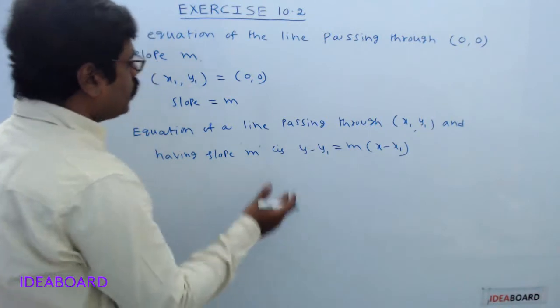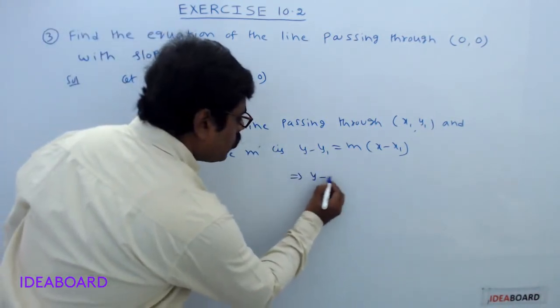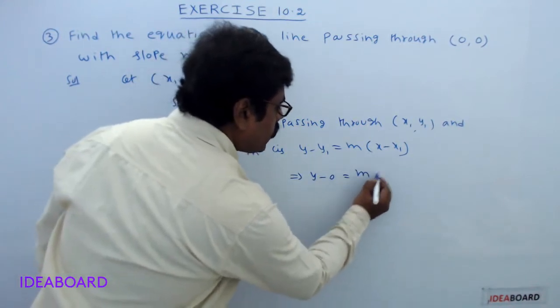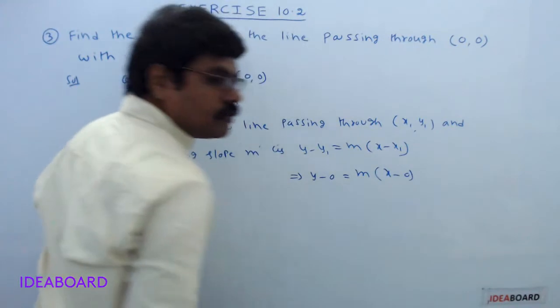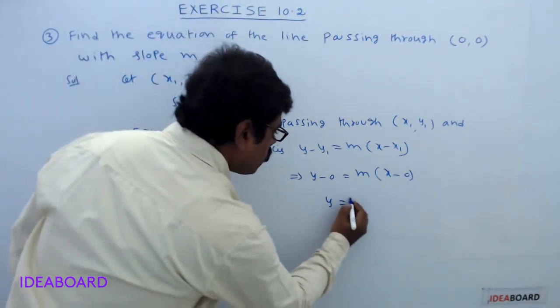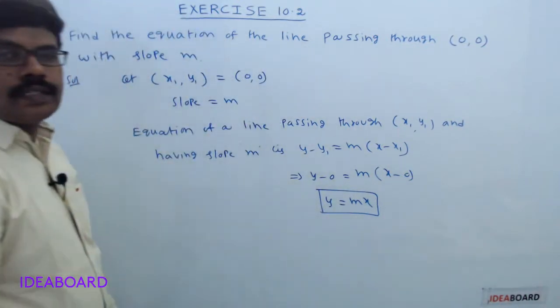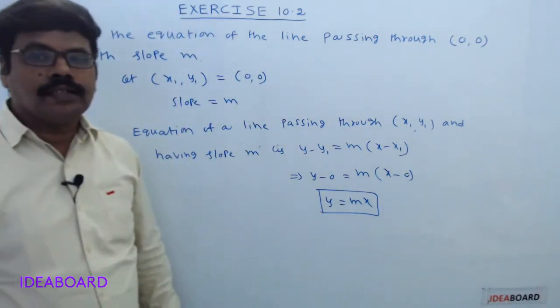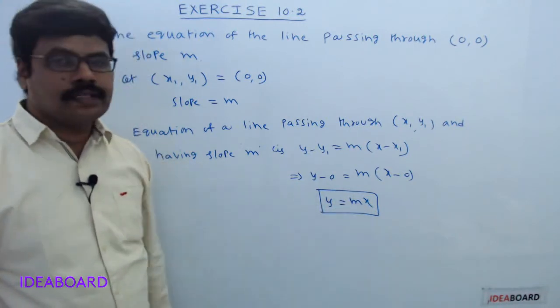Now in this formula substitute the corresponding values. So y minus 0 equals to, here m is m into x minus x1 value 0. So it is y equals to mx. So equation of a straight line passing through origin with the slope m is y equals to mx.